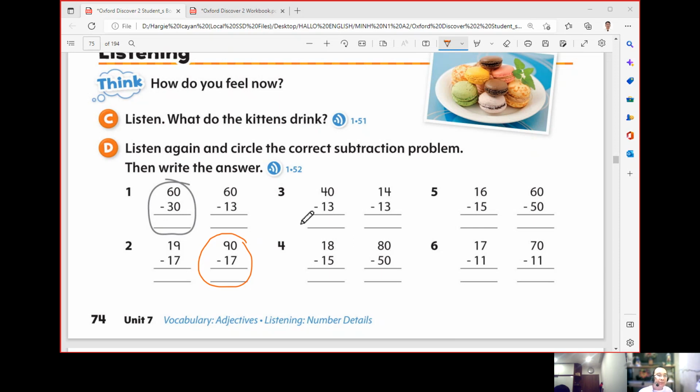3, There were 14 tired girls. 13 took a nap. How many tired girls are there now? Okay, so what's the correct subtraction problem? 14 minus 13. Next.